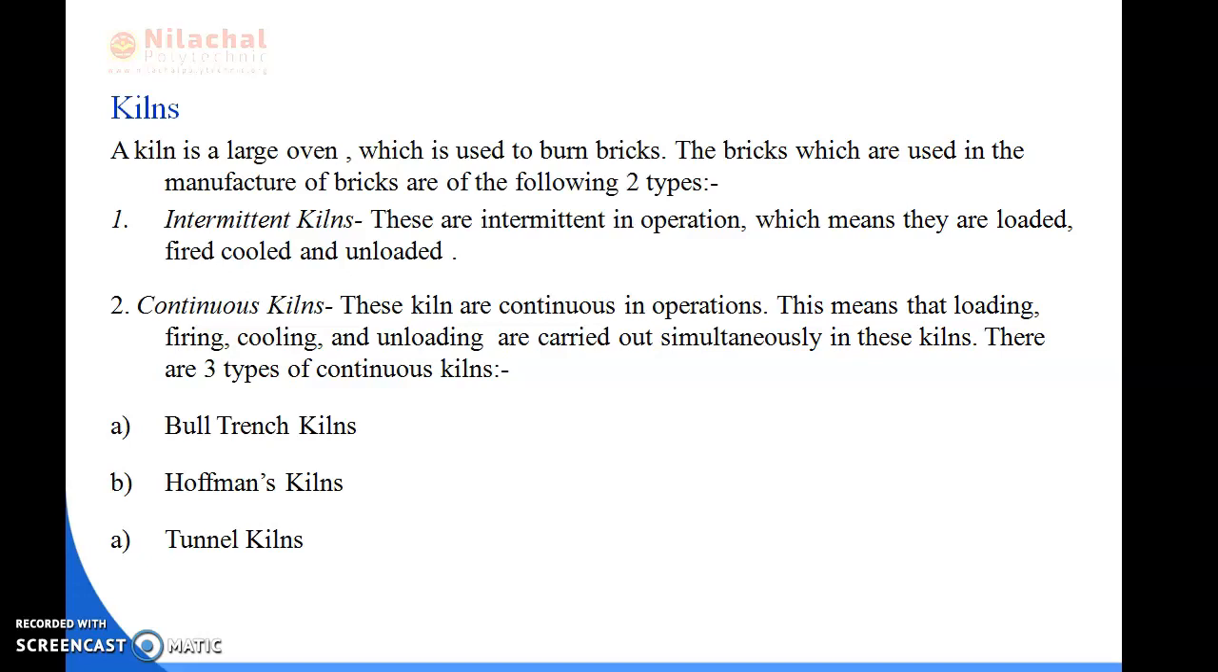So we have studied intermittent kilns. There, first it is loaded, then it is fired, cooled and unloaded. After that it is unloaded from the structure. In a continuous kiln, the operations are continuous: loading, firing, cooling and unloading are carried out as a continuous process. There are three types of continuous kilns: first is bull trench kiln, Hoffman kiln and tunnel kiln.